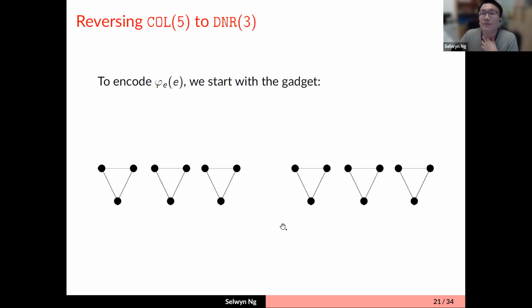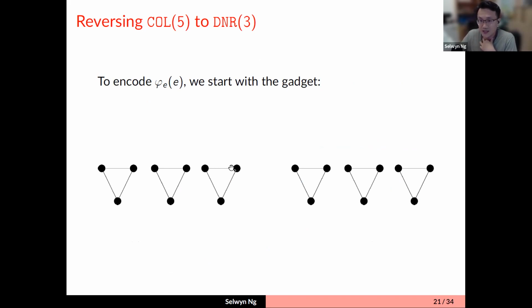Okay, so let's discuss how to reverse the 5-color theorem to DNR3. So again, what do we have to do? We have to produce a computable graph such that every 5-coloring of the produced graph will decide a DNR3 function.